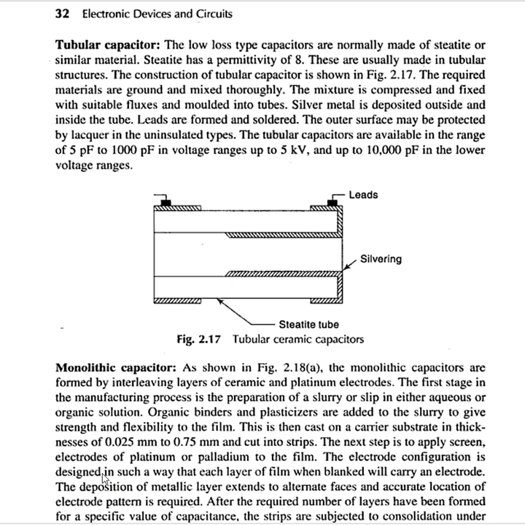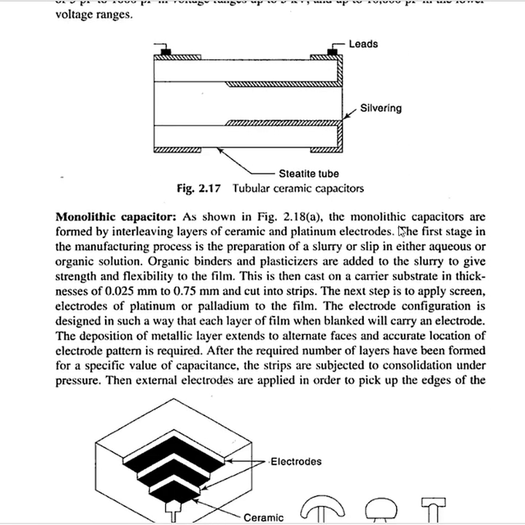The required materials are ground and mixed thoroughly. The mixture is compressed and fixed with suitable fluxes and molded into tubes. Silver metal is deposited outside and inside the tube. Leads are formed and soldered. The outer surface may be protected by lacquer in the insulated types. The tubular capacitors are available in the range of 5 picofarad to 1000 picofarad in voltage ranges up to 5 kilovolt and up to 10,000 picofarad in the lower voltage ranges.